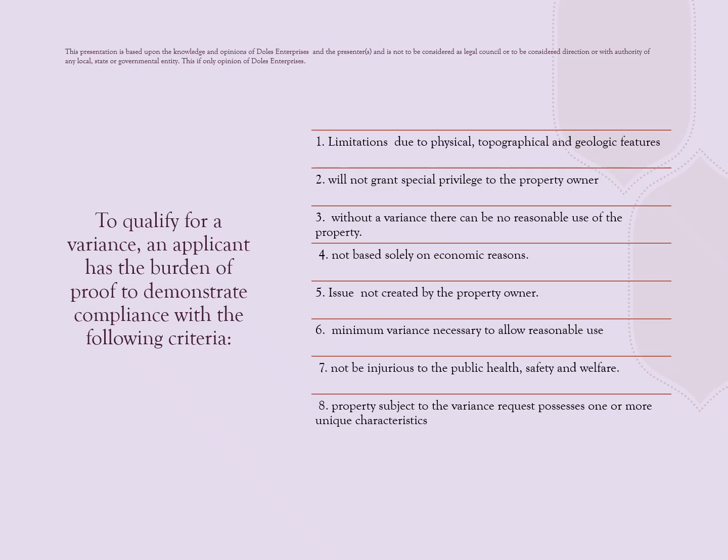To qualify for a variance, an applicant has the burden of proof to demonstrate compliance with the following criteria. 1. Limitations due to physical, topographical, and geologic features. 2. The request for the variance will not grant special privilege to the property owner. 3. Without a variance, there can be no reasonable use of the property. 4. The variance request is not based solely on economic reasons. 5. The issue is not created by the property owner.